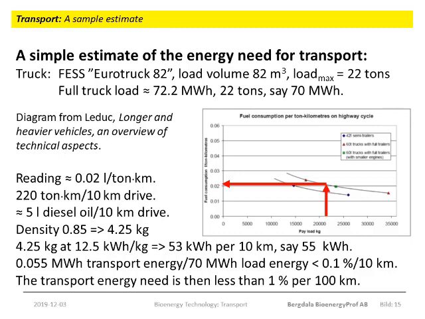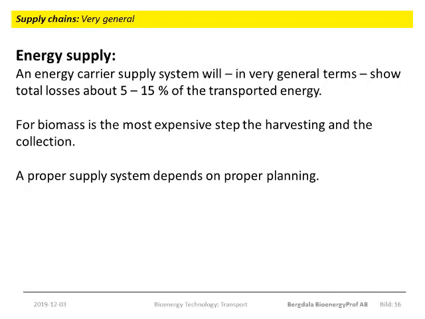So even with this fairly small truck, not fully utilized, the wet wood chips can be transported more than 100 kilometers and the transport energy will still not reach 1% of the fuel energy. Generally speaking, the total energy loss for a supply chain of an energy carrier will be something about 5 to 15% of the total energy transported.